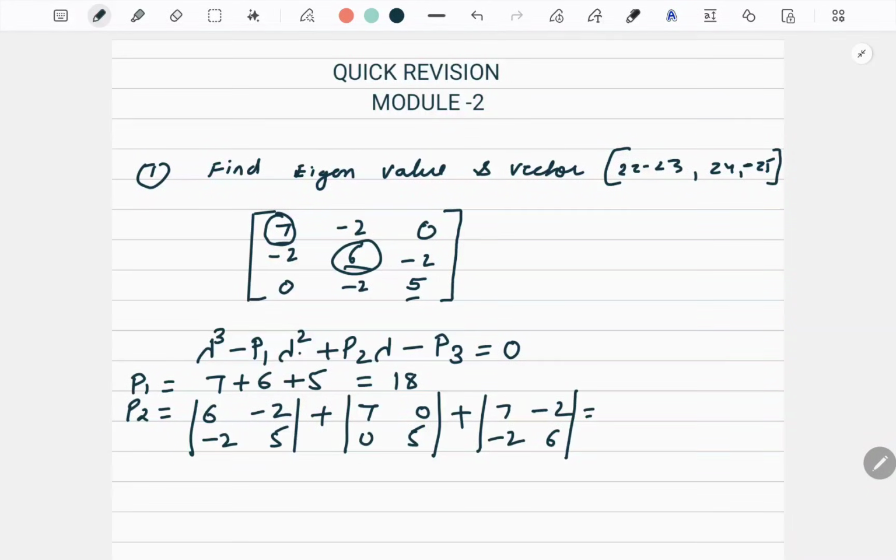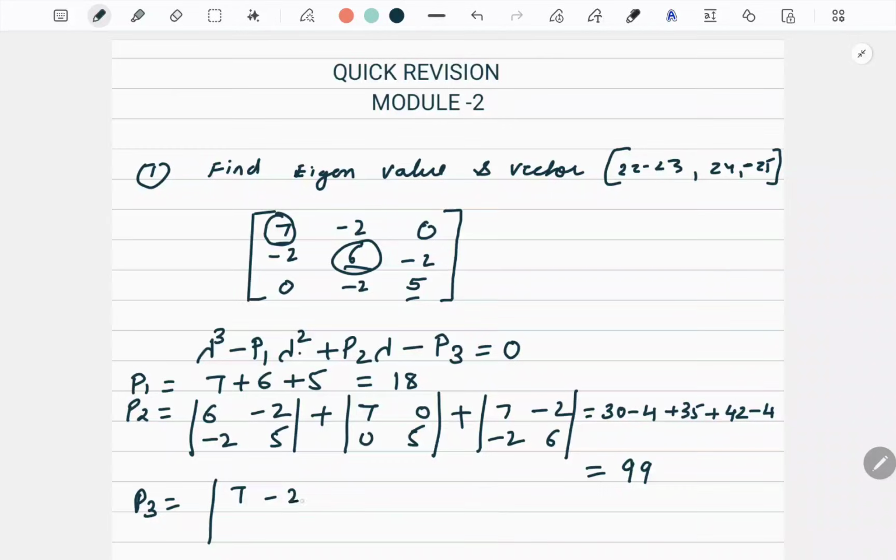So this becomes 6 5s are 30 minus 4, 7 5s are 35 minus 0, plus 42 minus 4. Correct. So now let me solve this. This is equal to 99. Then P3. P3 is nothing but the determinant of this matrix.